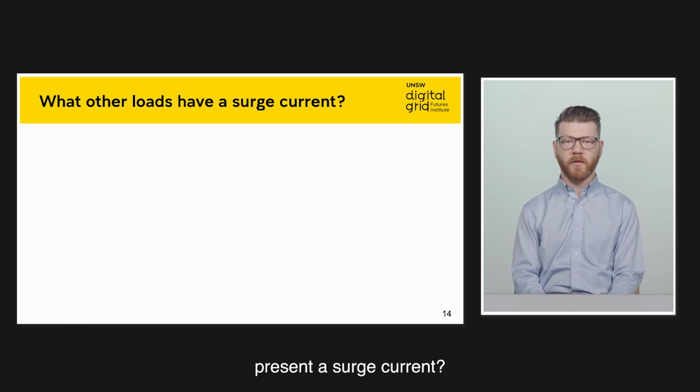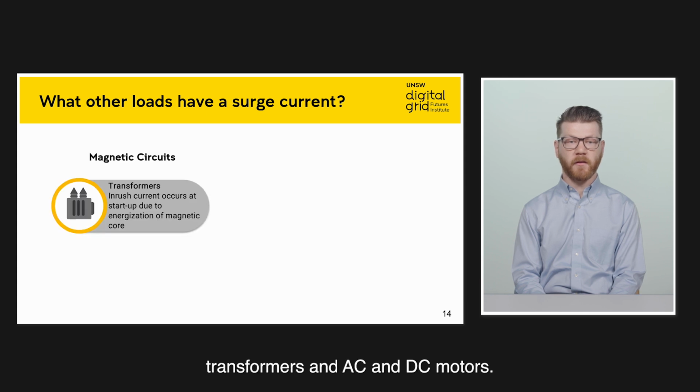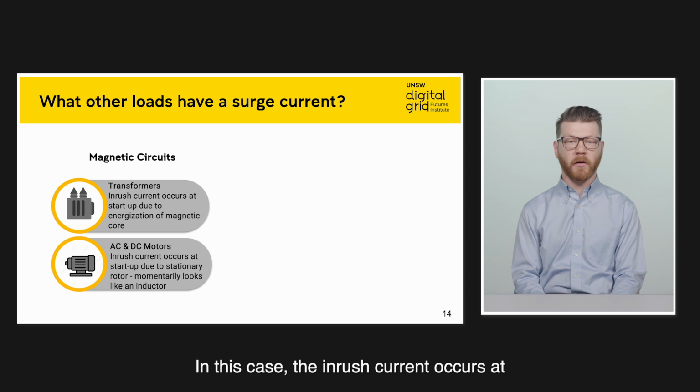So what other loads present a surge current? One of the more common loads in our household are magnetic circuits, and these include things like transformers and AC and DC motors. In this case, the inrush current occurs at startup due to the energization of the magnetic core, or the magnetic circuit.